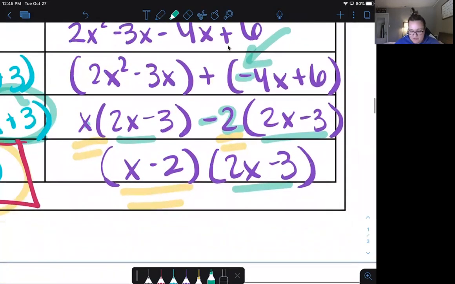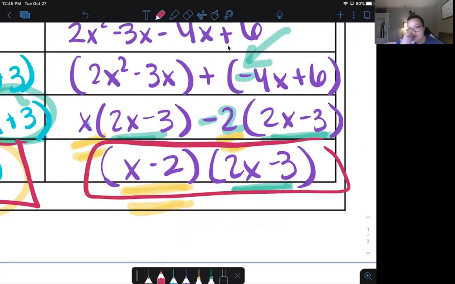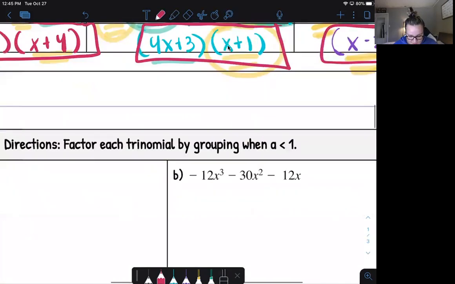Now you can see that my parentheses match, so that's one of my factors. What was left, the x minus 2, is my other factor. So x minus 2 times 2x minus 3 should be your final factored form for this polynomial. All right, let's keep going.